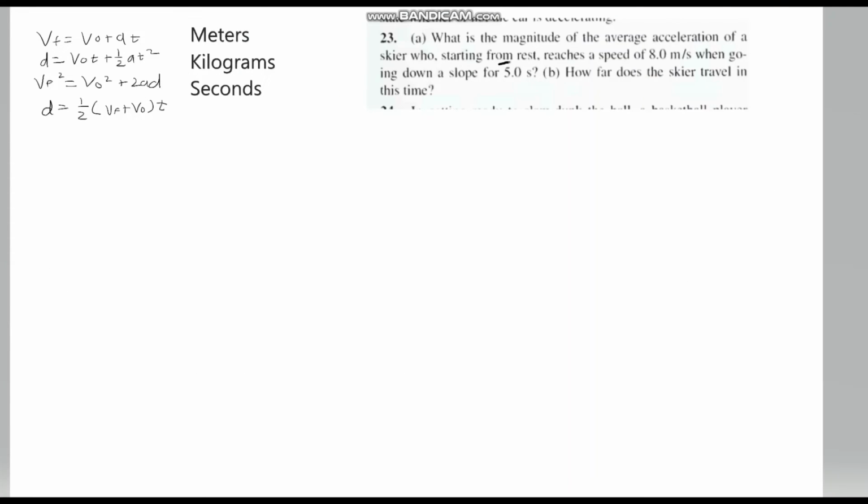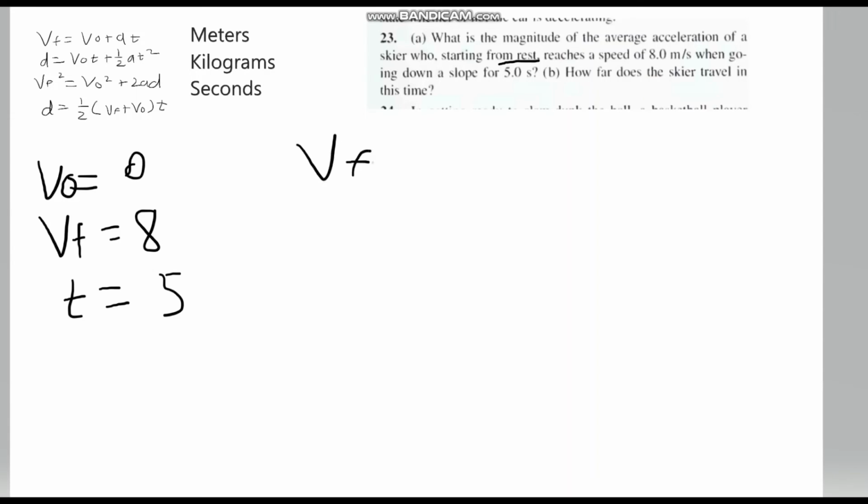Here is another keyword: starting from rest. When it says starts from rest, you already know the initial velocity is 0. Then the speed of 8 meters per second is the final velocity, and it goes down the slope for 5 seconds. Boom, you already have 3. First equation: velocity final is equal to velocity initial plus acceleration times time. We want to find the magnitude of the average acceleration.